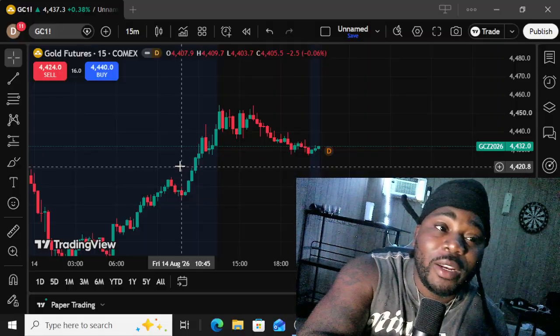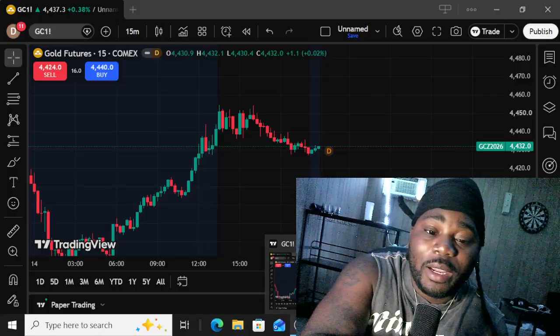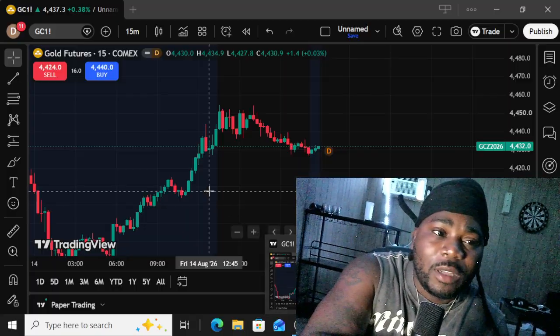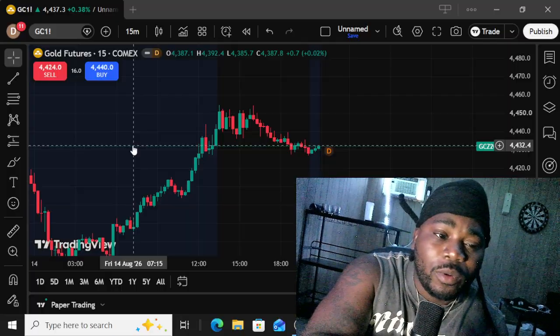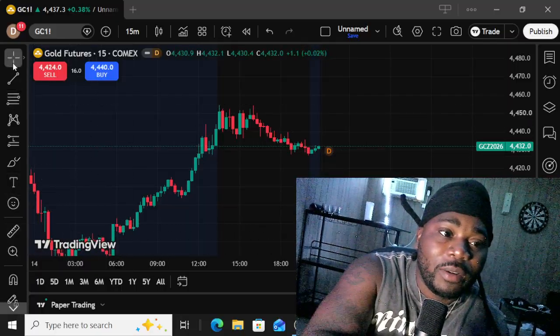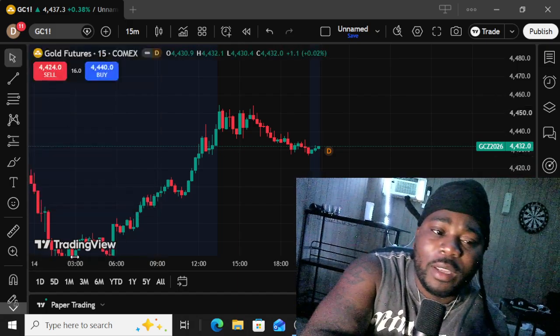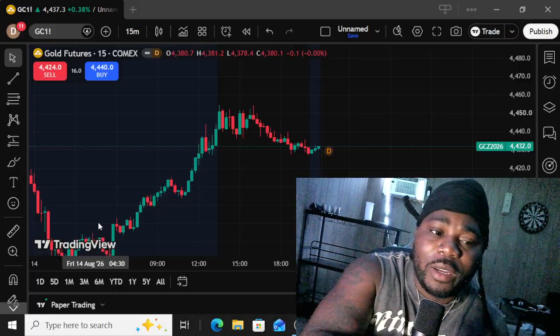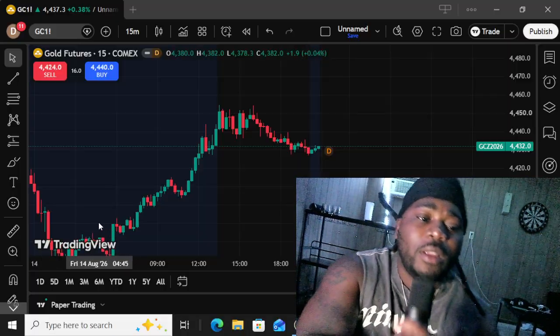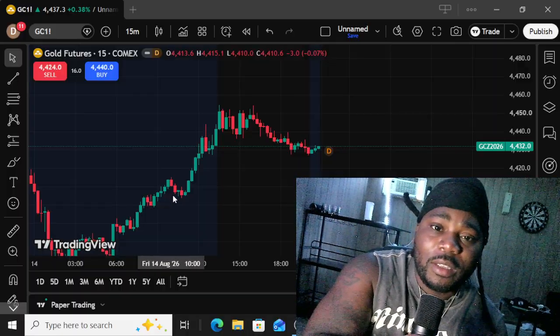It's called TradingView. As you can see, this is what the icon looks like, the TV. As you can see right there, it says TradingView at the lower left hand corner.